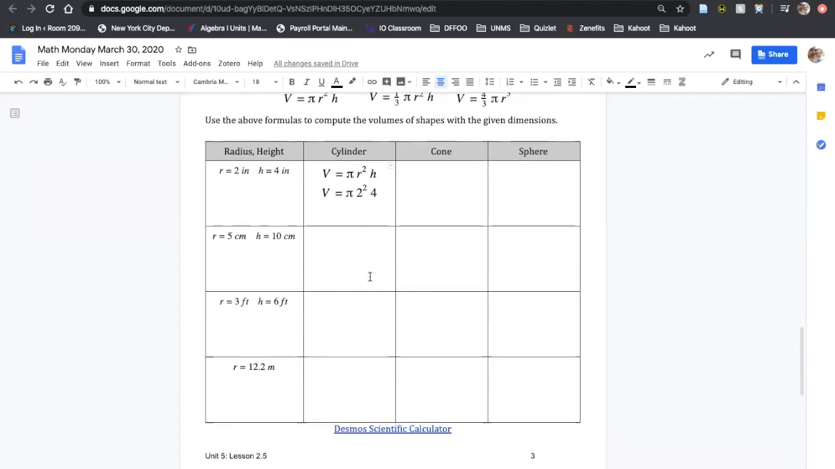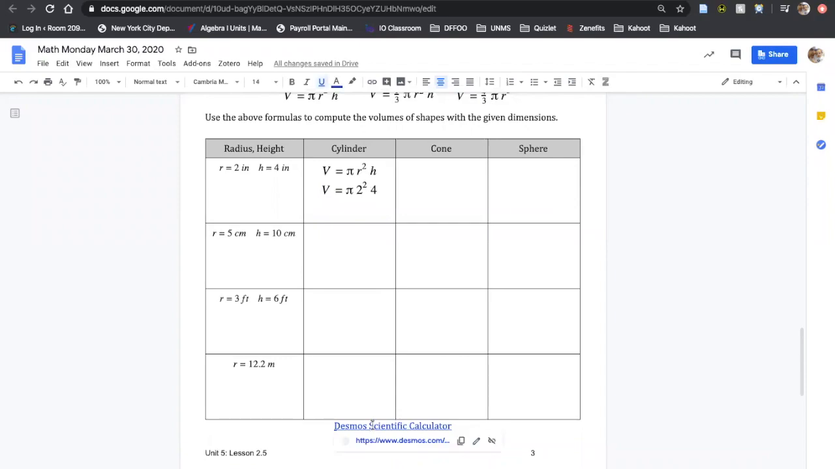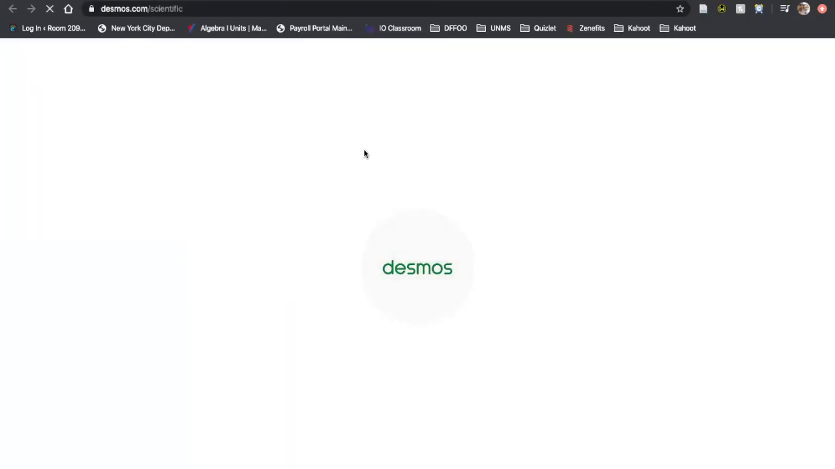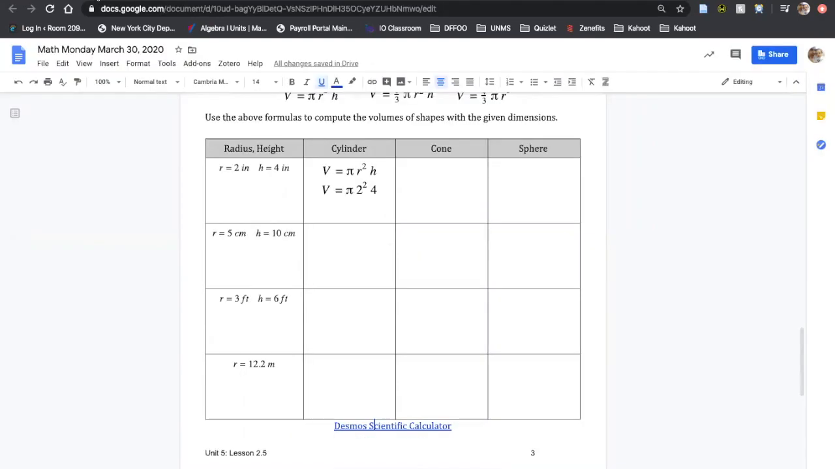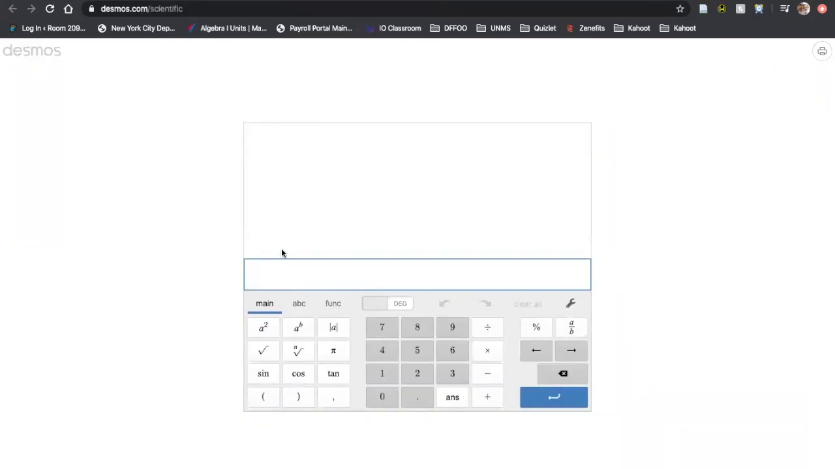Now, at the bottom of the page here, I actually have a link for a scientific calculator. So if you click on this link here, that's going to open up your browser to a new window, and it's a calculator that you can use. So let's go back and see what I need to do. I need to do pi multiplied by 2 squared times 4. So pi is right here, or I can type pi.